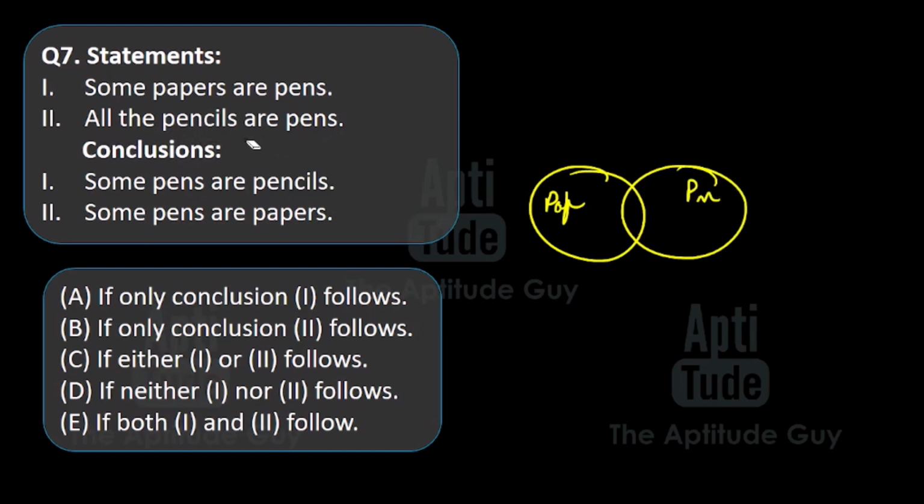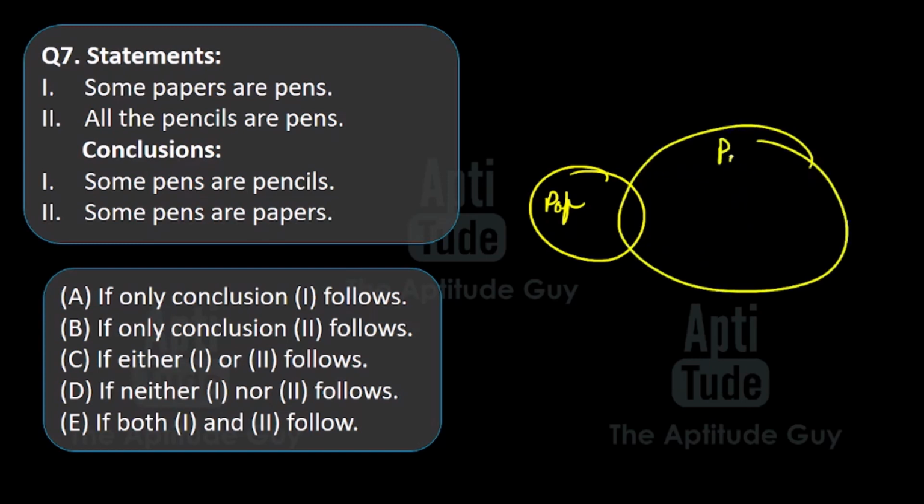Okay. A lot of times when people read all A's are B's, they think the A part should be the bigger one because all is a bigger statement. But that is exactly opposite of what you should do. Okay. All pencils are pens. That means pencil should come inside pens. That will be the smaller circle. So I'll just enlarge the pen circle. The pens are here. All the pencils are pens.